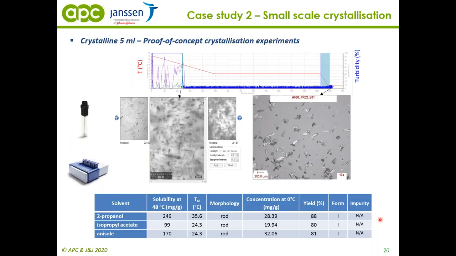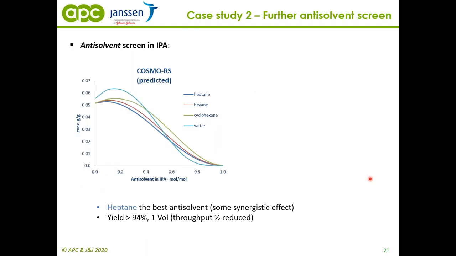When we presented this to Janssen, to the clients, this was perfect, but still, a yield of 88% is not ideal, and it is more desirable to increase the yield. So we decided to screen for antisolvents, which can be added at the end of the cooling crystallization, just to get a better yield. We first did a computational screen. All of the antisolvents gave a bit of a synergistic effect. Up to 30% they were not so efficient, but later we got quite nice results, especially for heptane, and this is the antisolvent we selected.